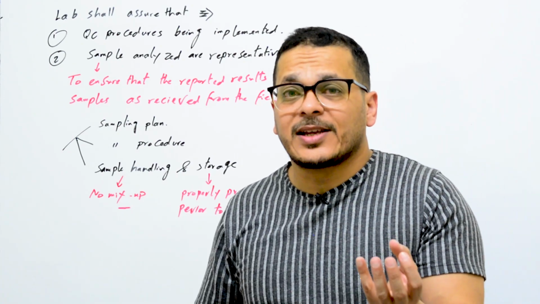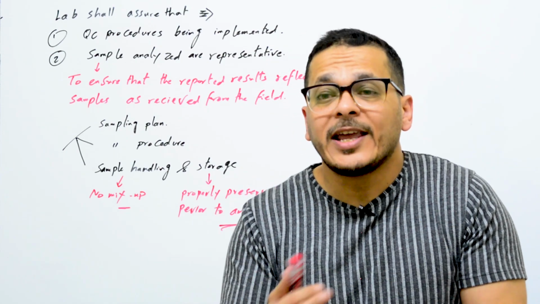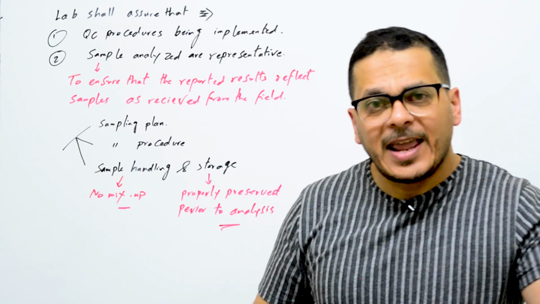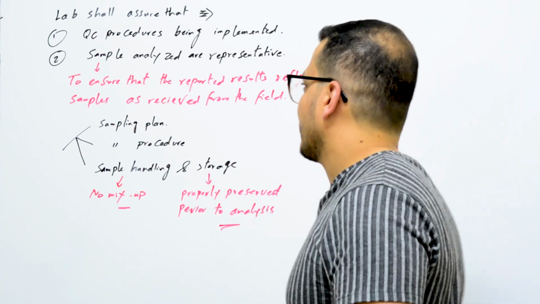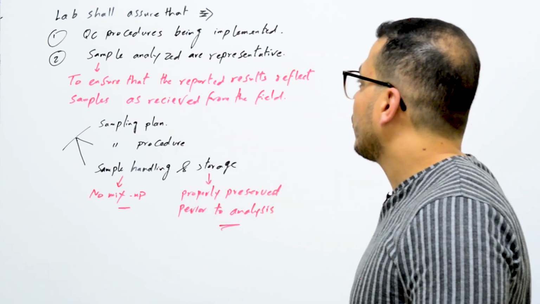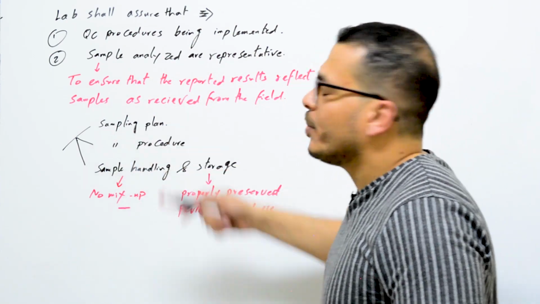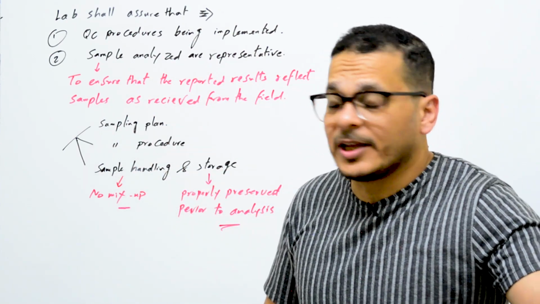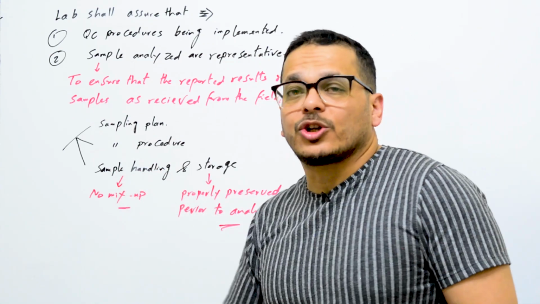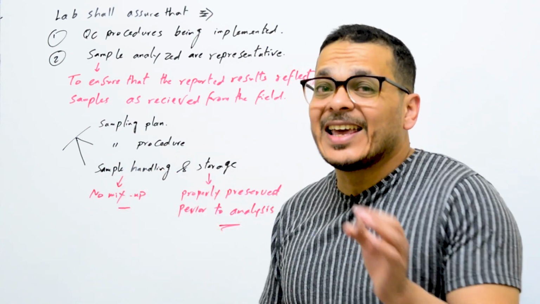Once you receive the sample inside the lab, your sample shall be homogenized, handled in a very good way, and stored well. Then you will ensure that the sample is the same as you received from the customer. If you are responsible for sampling, you will prepare a sampling plan, sampling procedure, sample handling and storage. Whether you are responsible or not, you will apply this sample handling and storage.